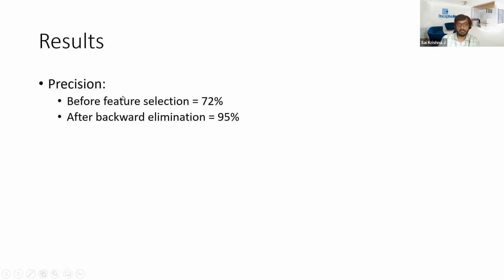And so before the feature selection, when they put all of the features in the model in the very first iteration, they got a precision of 72%. But when they followed this backward elimination technique, eliminating the features based on the p-value, and arrived at the final set of features for which all of the p-values were less than 0.05, they had a precision of 95%.